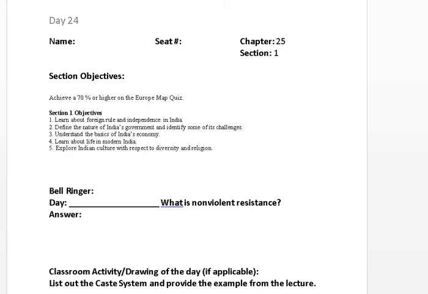Today's lecture will be over Chapter 25, Section 1. Objectives: Number 1, learn about foreign rule and interdependence in India. Number 2, define the nature of India's government and identify some of its challenges. Number 3, understand the basics of India's economy. Number 4, learn about life in modern India. Number 5, explore Indian culture with respect to diversity and religion.